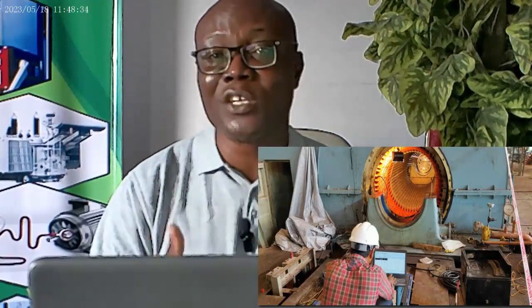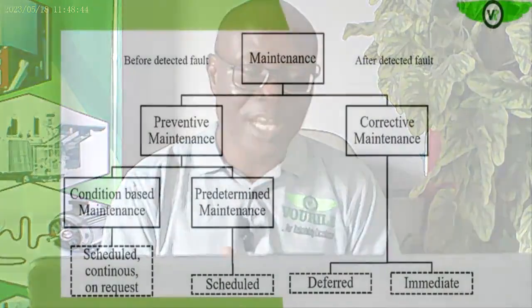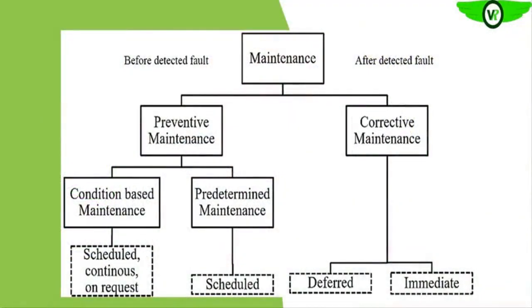Then we have corrective maintenance. That means the equipment has failed, so we want to restore it back into its functional status. That is corrective maintenance. There is a fault condition that you want to correct. Under preventive maintenance, like I said earlier, we have the predetermined maintenance, which is the scheduled maintenance.